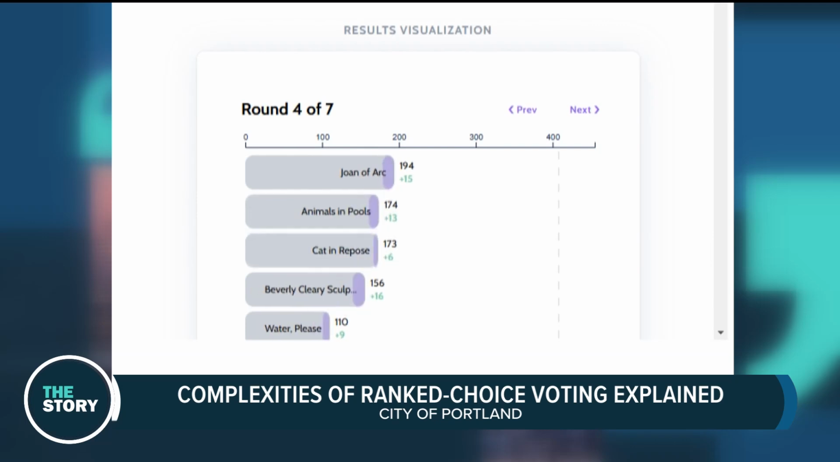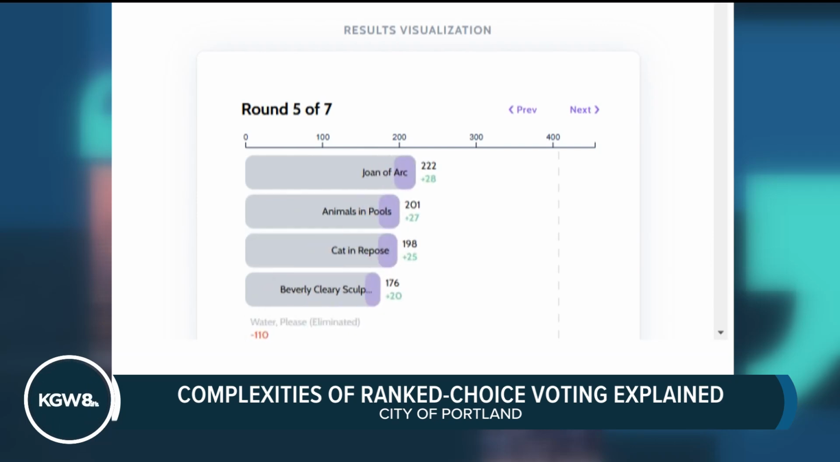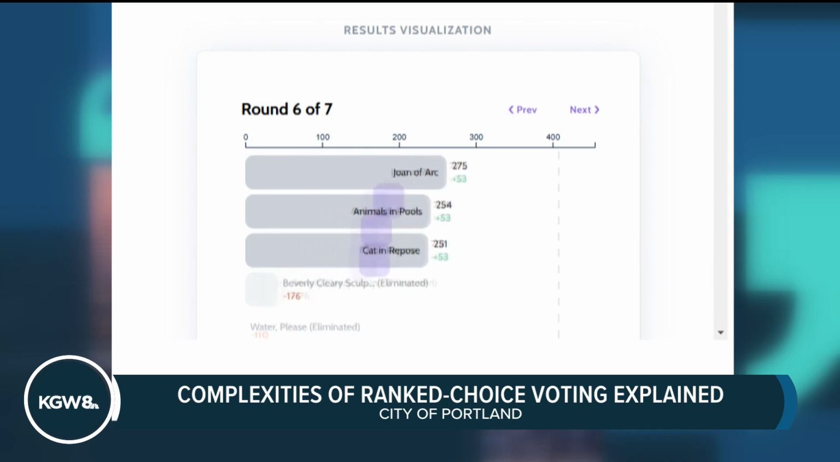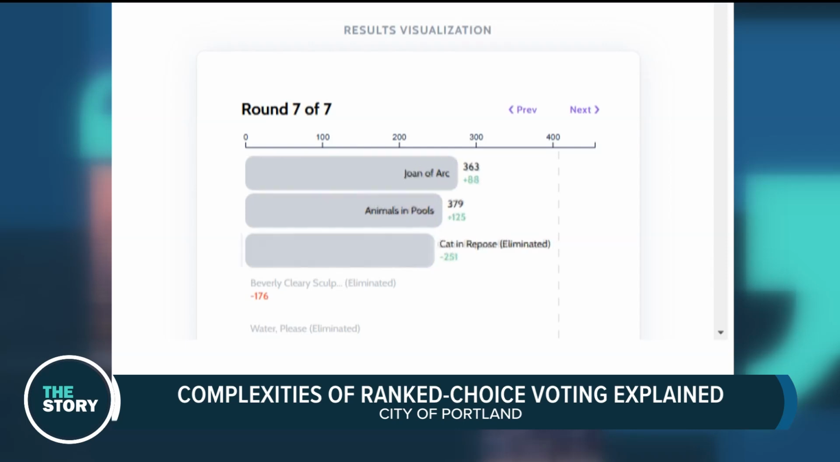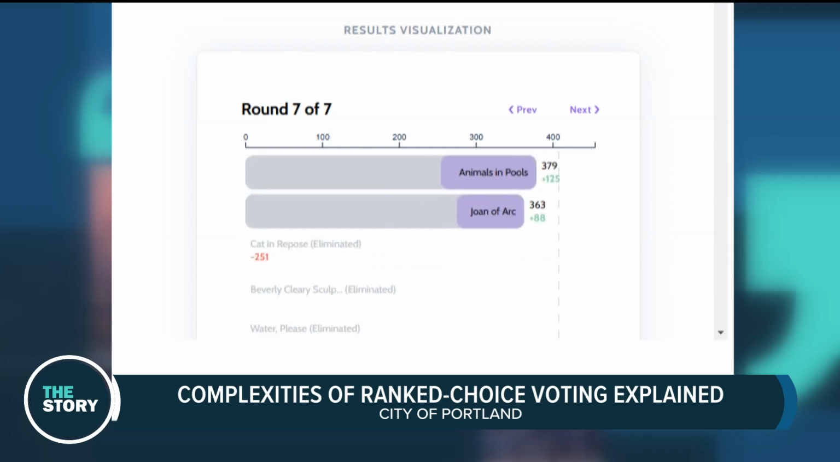And the election folks, they know how many people have voted, so they know the number needed to have 50% of the vote plus one. That's where that dashed line is out there to the right. And they keep running these scenarios, these rounds, until there is a winner. And here, that winner is animals in the pool.